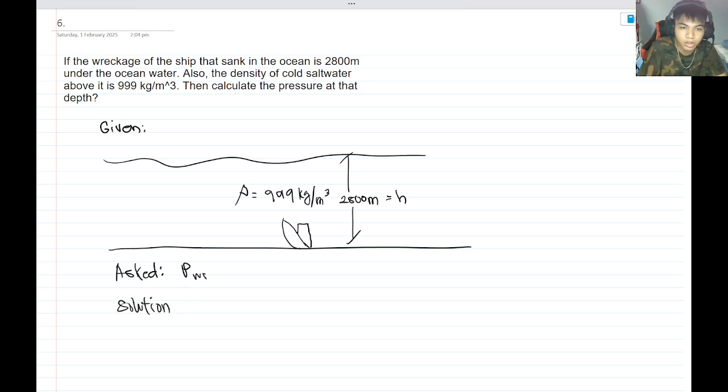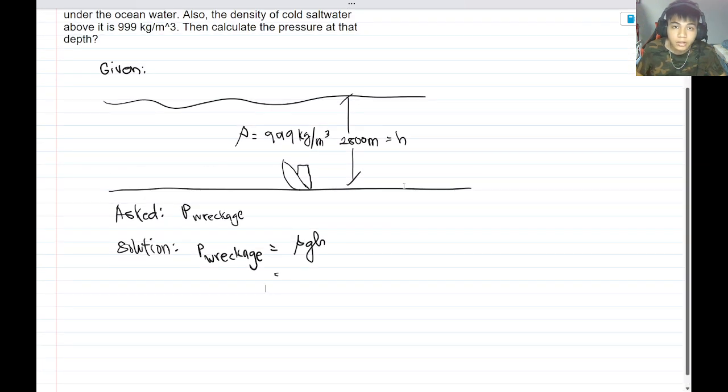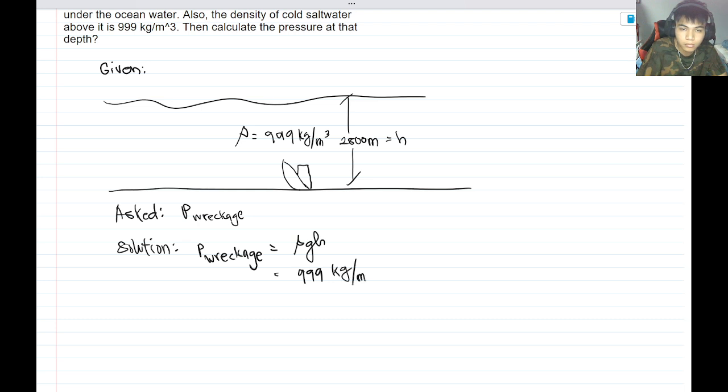So lagyan natin pressure at the wreckage, P wreckage. So for the solution, P wreckage is rho GH. Substitute the values: 999 kilograms per cubic meter times 9.81 meters per second squared times 2,800 meters. Okay.